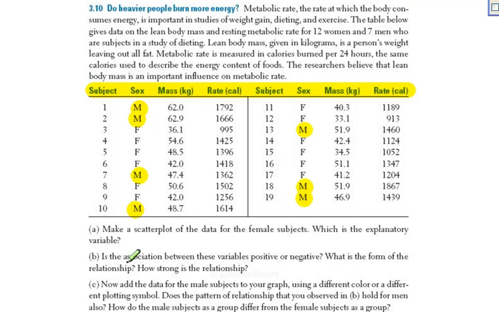You should have identified the explanatory variable as the mass. It's on the x-axis, which is a giveaway, but the mass, if you read the problem, informs the rate. Now part B says, is the association of these two variables positive or negative? Everybody in the room should know the answer to that.